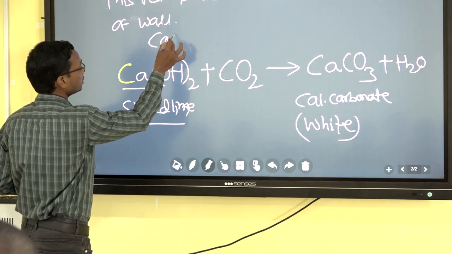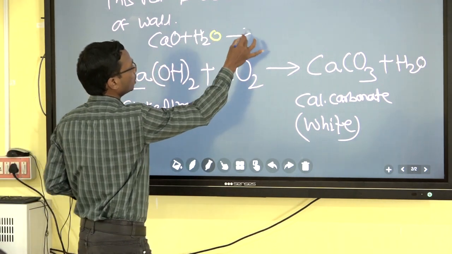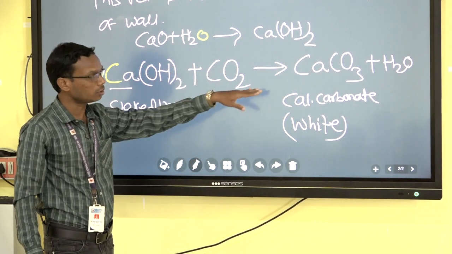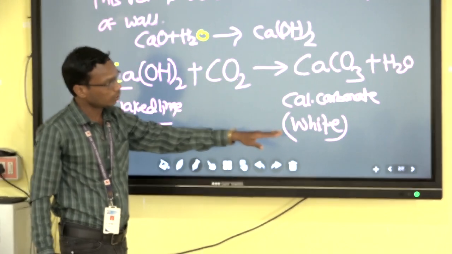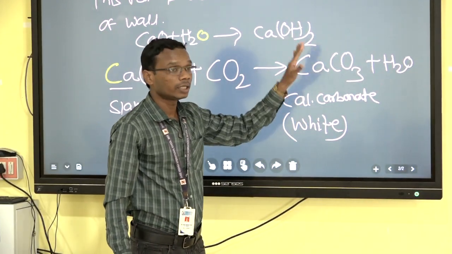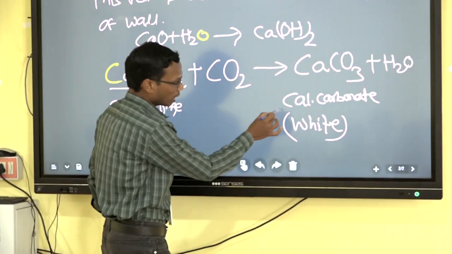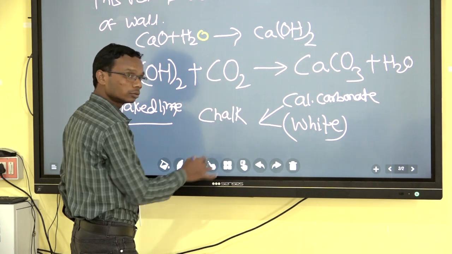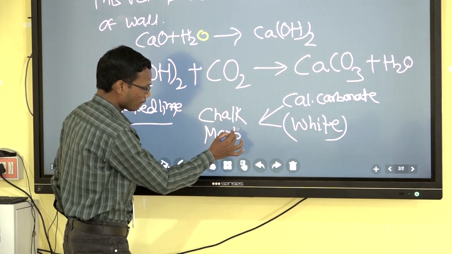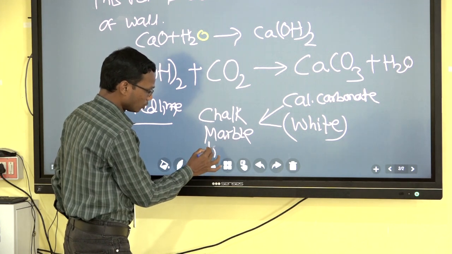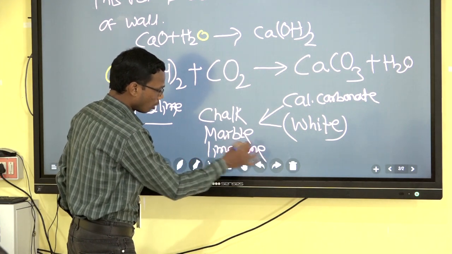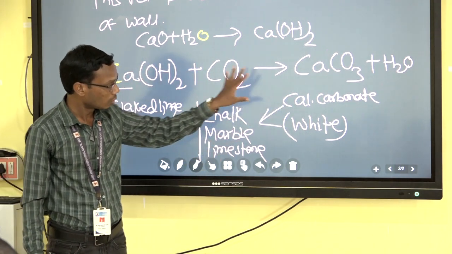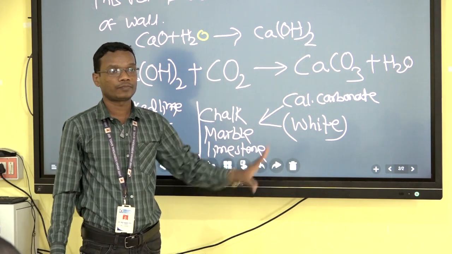The combination reaction is this one: CaO plus H2O gives Ca(OH)2. This is a combination reaction. This is not. I explained this only so you remember that calcium carbonate is used in whitewash. Again, it is very important. Calcium carbonate, you use chalk, yes or no? Chalk, marble, limestone, all these have the same formula, that is CaCO3.